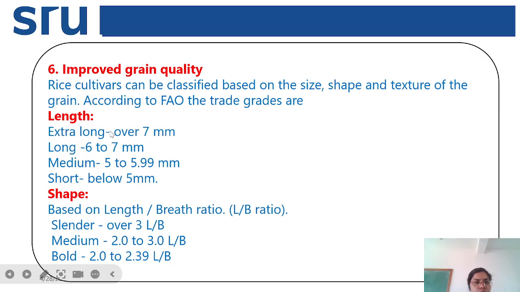For extra long, the length should be greater than 7 mm, for long it is 6 to 7 mm, for medium it is 5 to 5.99 mm, and for short it is below 5 mm.